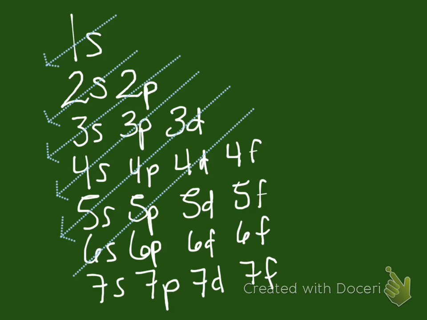And then after 5s, we fill 4d, and then we fill 5p, and then we fill 6s, and then, if we're really lucky, we get all the way up to 4f.